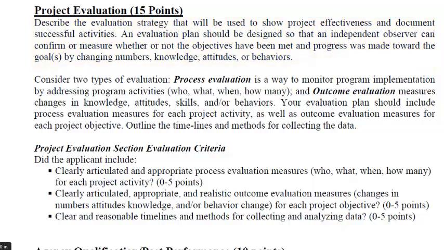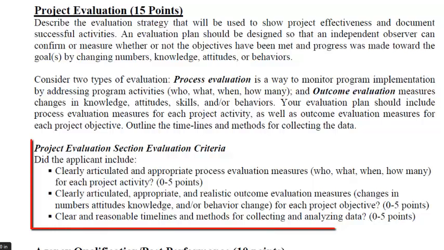The application asks you to consider 2 types of evaluation, process and outcome. Outcome evaluation is really what most people are going to measure your ultimate success of the project by. So did you actually achieve your objectives? Those are going to be your outcomes. Process evaluation is really looking at how well you implemented the program that you laid out. How well did you do your activities? And so they're going to give you some information for that piece.